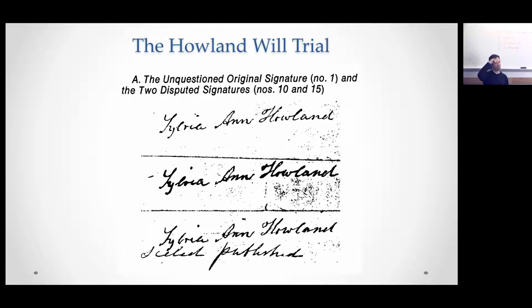So this is the earliest example I can find. This was the Howland-Will trial. Sylvia Ann Howland was a rich American aristocrat who died in the 19th century. And there was an addendum to her will that said that all of her money went to her niece. And this is an original signature that they know was real, or at least it was undisputed in the case. These are the two signatures on the addendum, and the argument was that her niece forged this stuff.